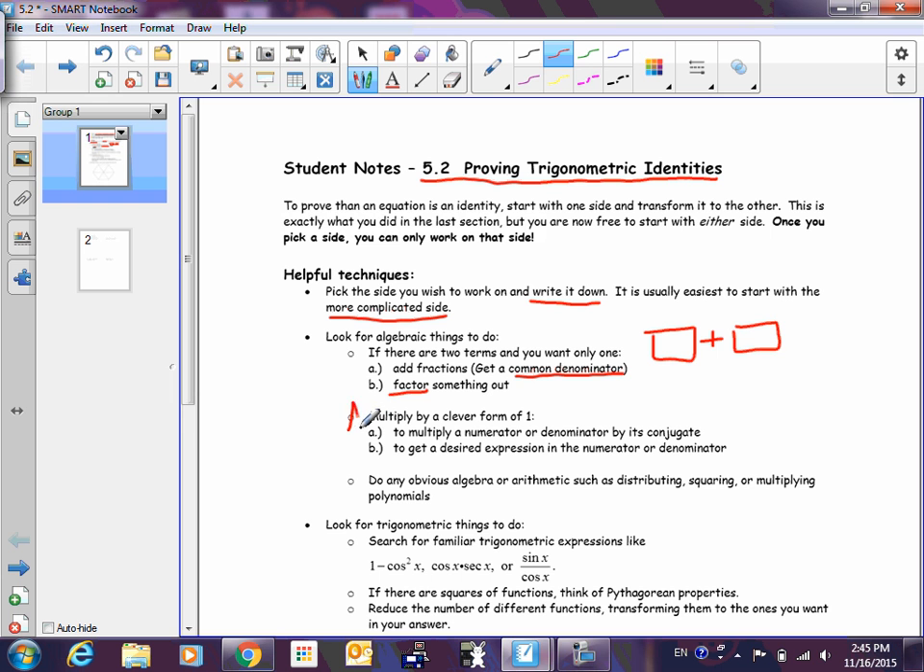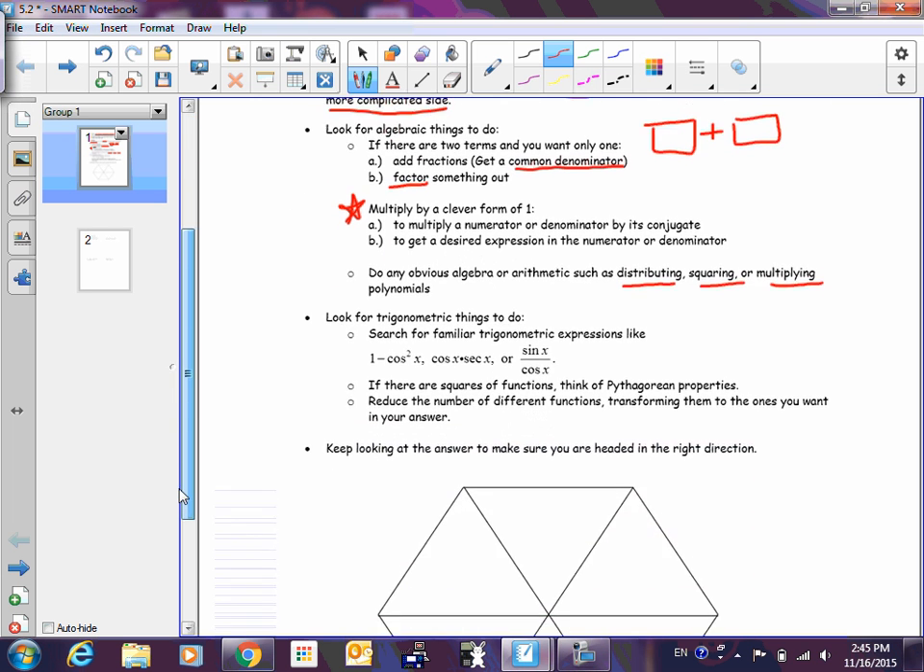We do have this thing called multiply by a clever form of 1. Now, we're not giving you problems where you have to do this, but this is always an option. And we saw this when we rationalized, when we had over square root of 2 and we wanted to get rid of that. That's what we did there. Distributing, squaring, multiplying, all that stuff is the same stuff, and we've already been practicing it.